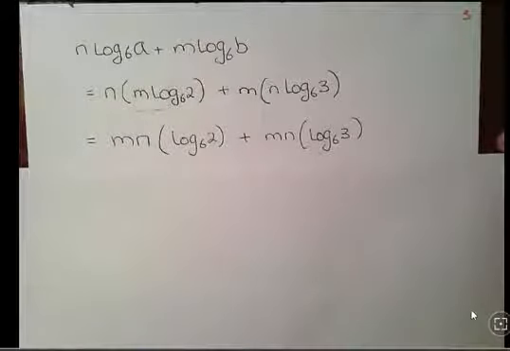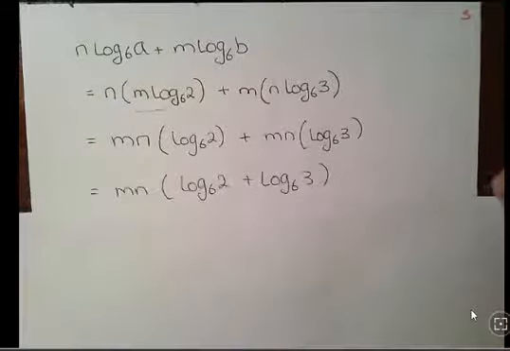Let's just sort of try and simplify things. We have m times n log of 2 to the base 6 plus m times n log 3 to the base 6. Okay, so there we have that there.